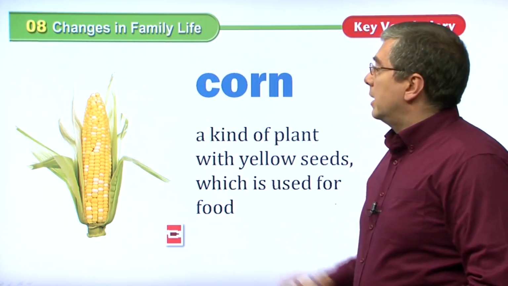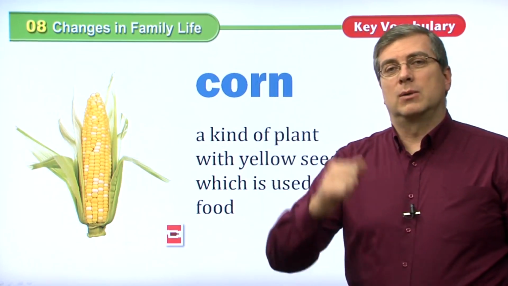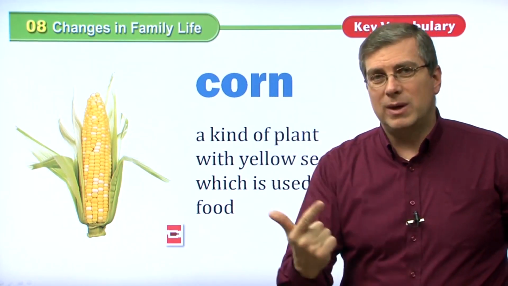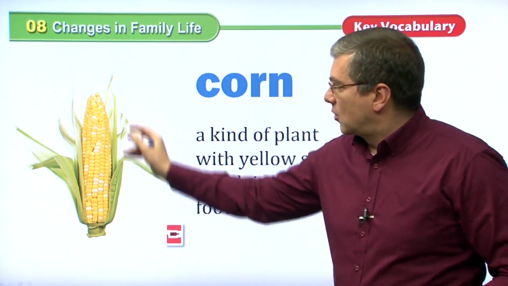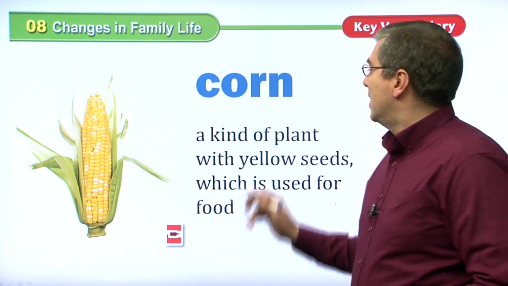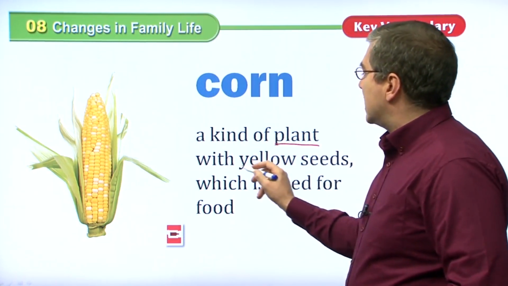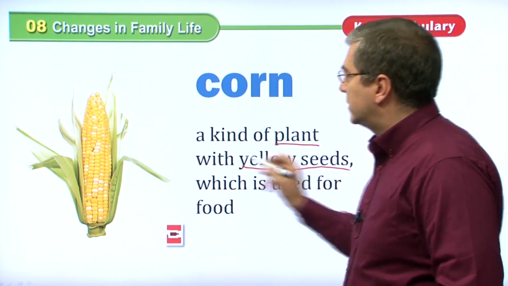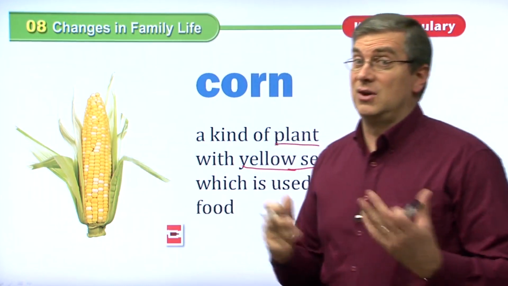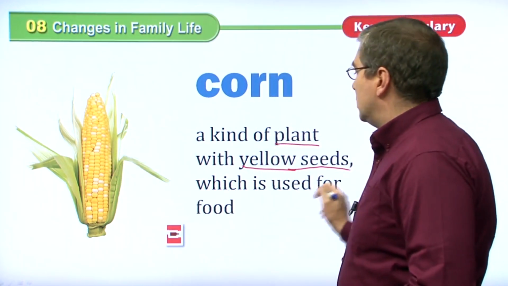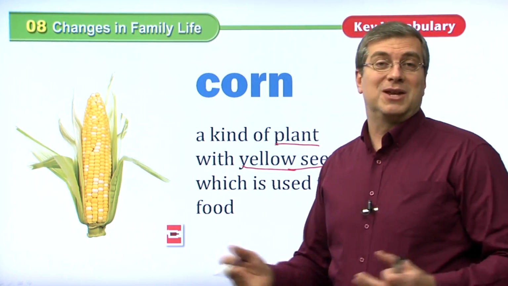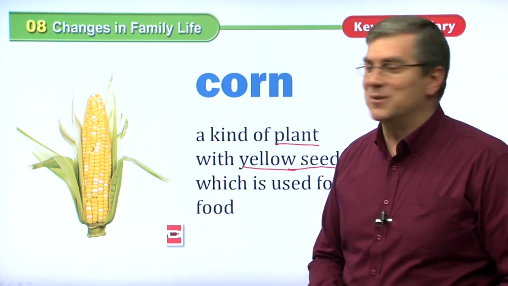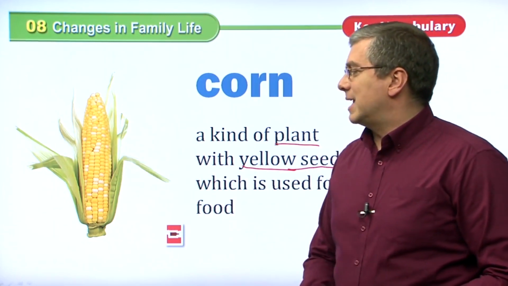Okay, corn is a type of crop, right? We talked about rice, we talked about wheat, but corn is also a very common type of crop. Corn, of course, you recognize corn, right? Corn is a kind of plant with yellow seeds. Yellow seeds, and these seeds are big, right? They're very delicious too, which is used for food. So I'm sure you like corn. Of course, we all like popcorn. We can use corn to make popcorn too. But the yellow seeds we will eat as food.